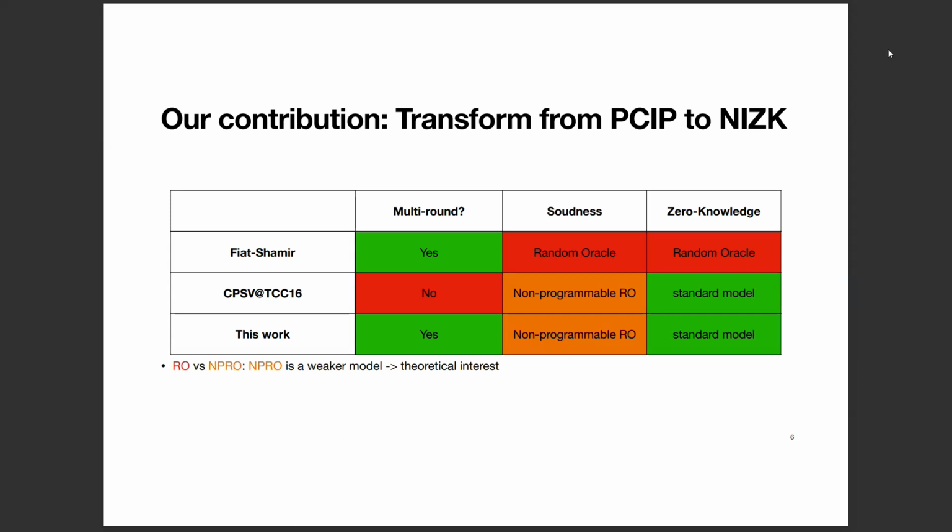The first thing to mention is the random oracle versus the non-programmable random oracle. The non-programmable random oracle is a weaker model, and so it is theoretically interesting. Moreover, I need to emphasize that for the zero knowledge property, our transform and the CPSV transform both have zero knowledge in the standard model. Since the zero knowledge property is usually used to provide privacy in high-level protocols, our transform and the CPSV transform can provide long-term privacy for high-level protocols like e-voting and so on.